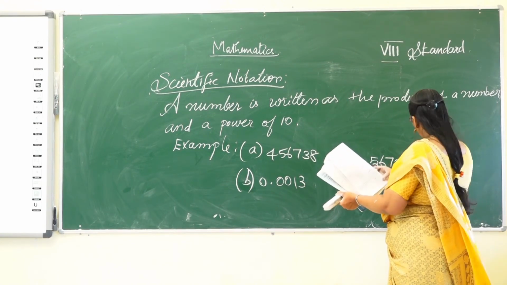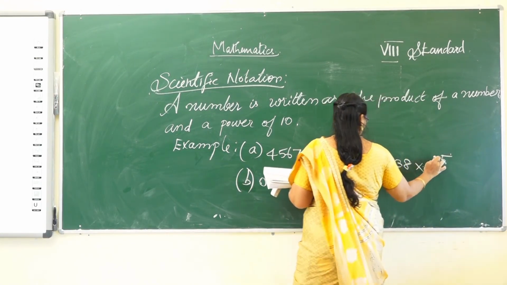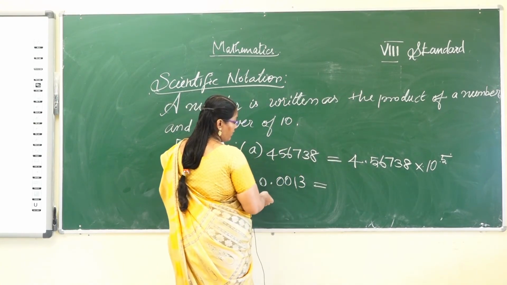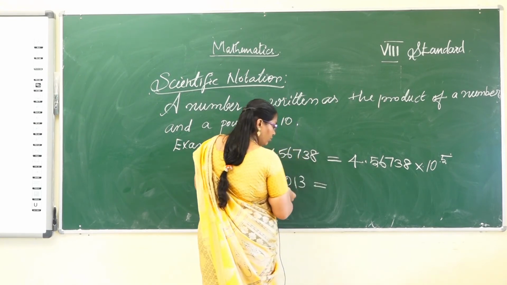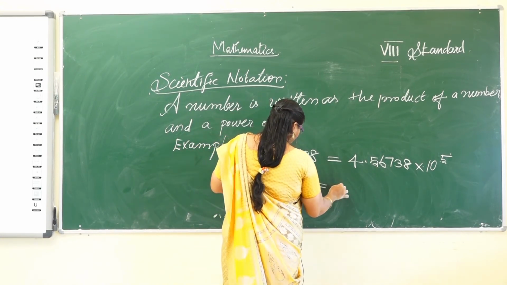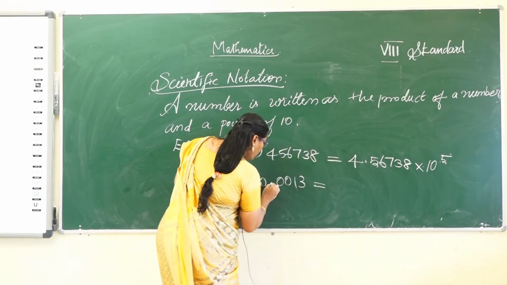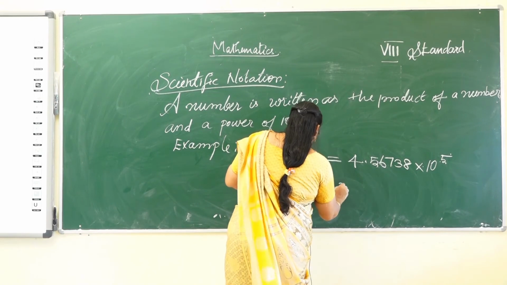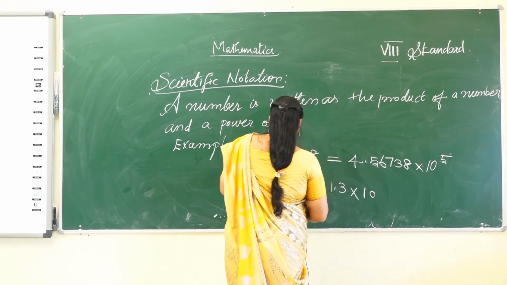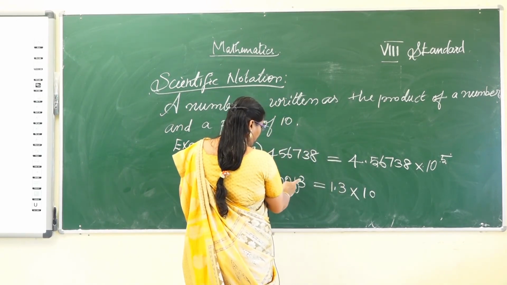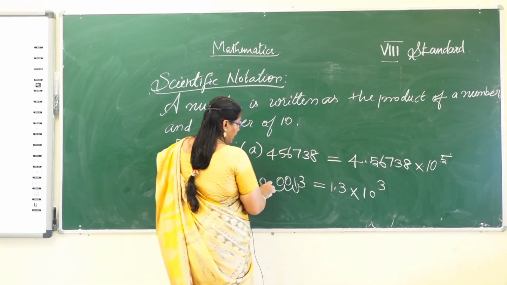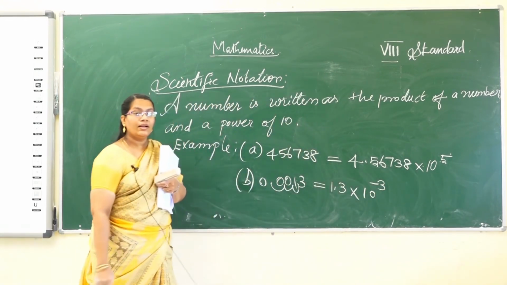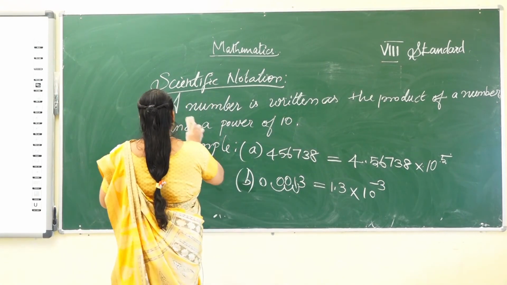And next one. Here 0.0013 is given. First change it to the fractional part. How many decimal places? 1, 2, 3. So 1.3 into 10 to the power of how many? 1, 2, 3. The decimal point moves forward, so write the negative sign. Now see the example.